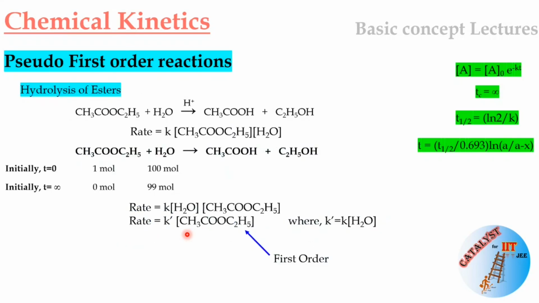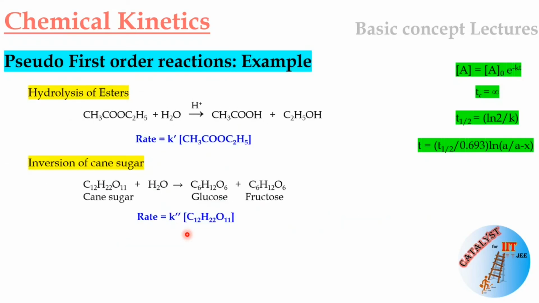Now let us look at some examples of pseudo first order reaction. The hydrolysis of ester is a brilliant example of a pseudo first order reaction, and the inversion of cane sugar is also a good example. What is the inversion of cane sugar? This is cane sugar, with the formula C12H22O11. In the presence of water, it breaks and gives out one glucose and one fructose molecule. This is called the inversion of cane sugar.